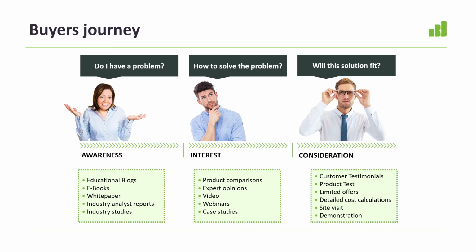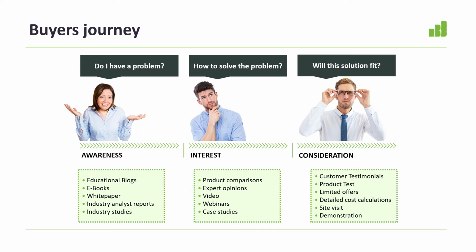Like for awareness, typically what is used? Things like blogs, ebooks, white papers, industry analyst reports. For interest, when people are really interested, then things like expert opinions, product comparisons, webinars like today, case studies, etc. And when they come to consideration, then they are very interested to learn what others are doing. They're interested in things like customer testimonials, product tests, detailed cost calculations.